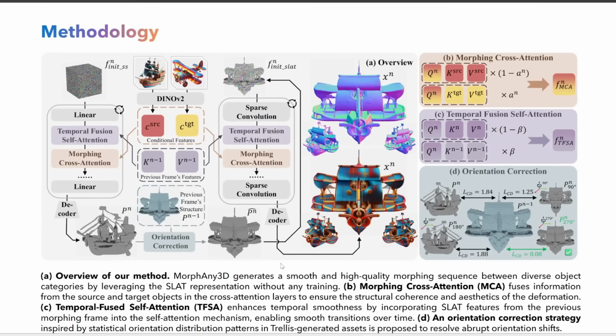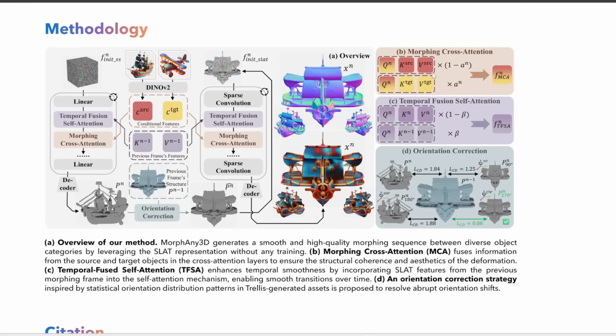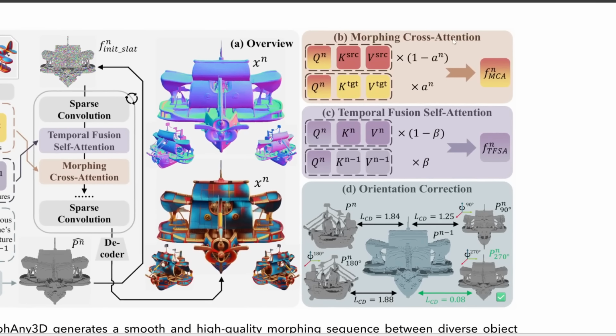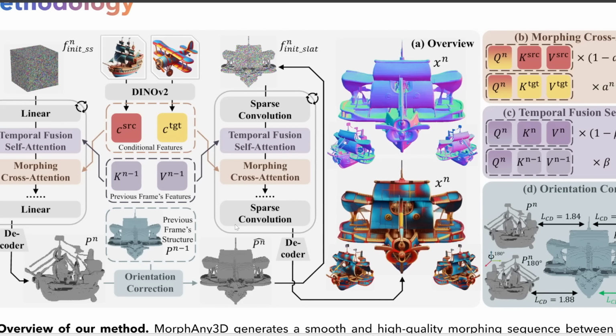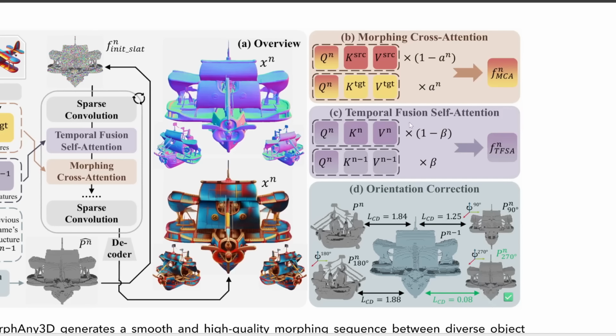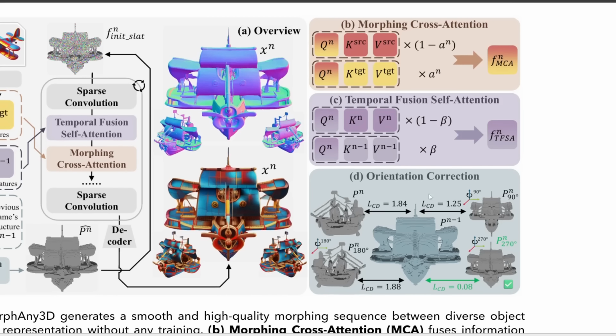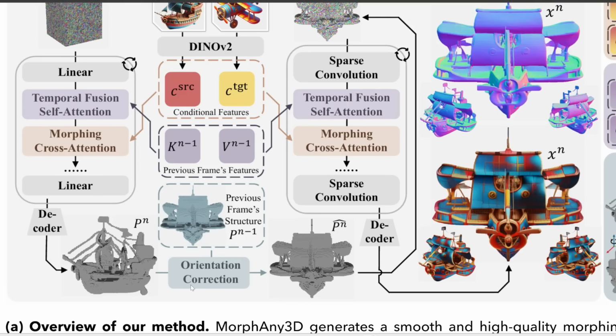Now, here's how it works. Here's the architecture, and it consists of a few key components like this morphing cross attention, which basically mixes features of both the source and the target shapes in the attention layers of the 3D generator to maintain a coherent structure. And then it also has this temporal fusion self-attention block, which uses information from the previous frames to make the transition smoother over time. And then finally, it has this orientation correction, which basically aligns the pose and orientation of both objects so that they remain consistent across the transition.